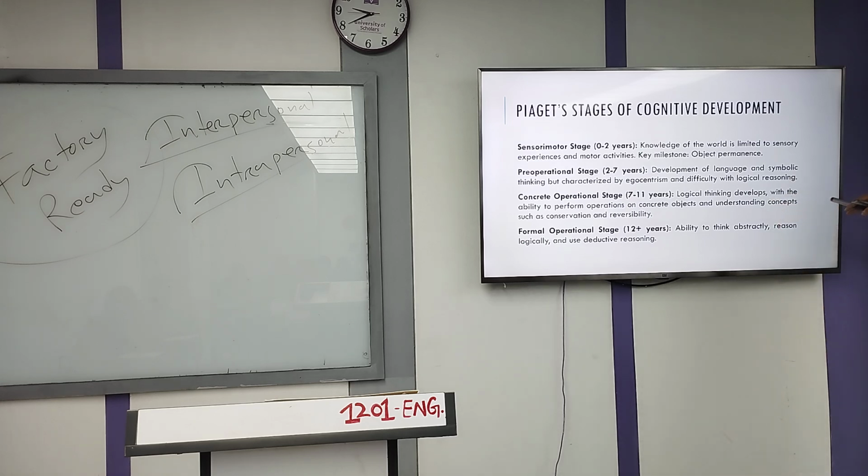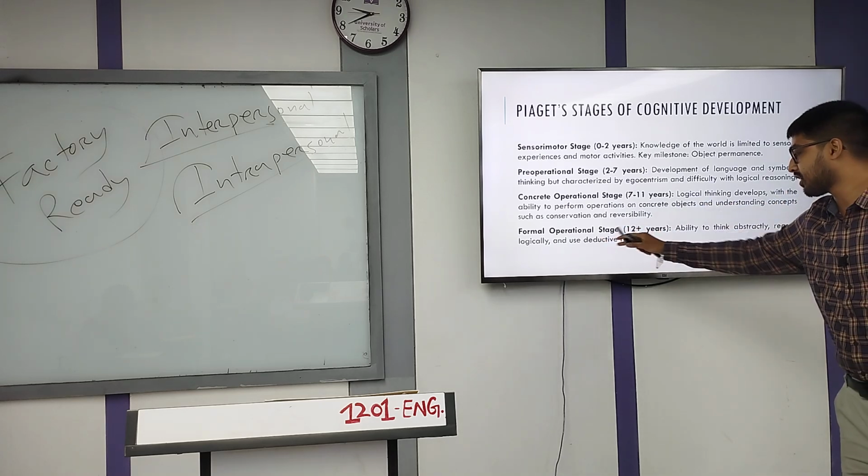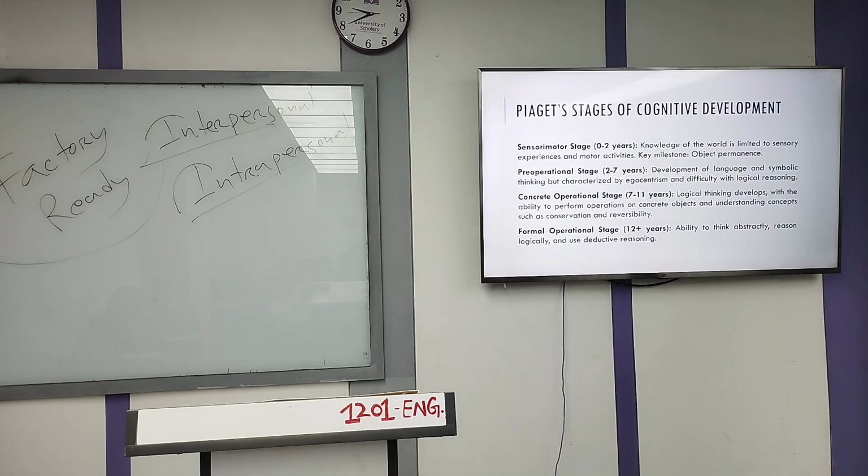Okay. So the understanding of concepts. See, there's the answer to your question. Understanding concepts such as conservation and reversibility. Okay, then the formal operational stage, age 12 and plus, and we are now in here. Ability to think abstractly. Now we can think abstractly. Abstract things are love, hatred, loss, win, gain, everything. So from 12 years and onwards, we can deal with abstract ideas.